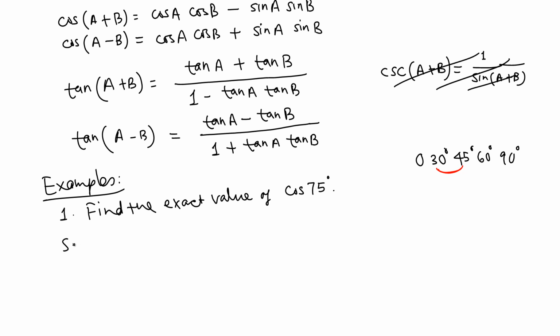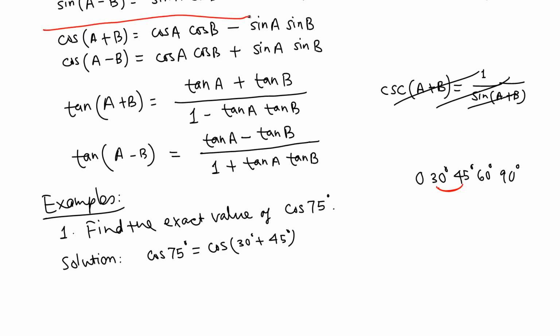So we can write the solution. Cosine 75 is the same as cosine of 30 plus 45, or you can write 45 plus 30, same thing. Now go back and look at the formula for cosine of A plus B. So we'll use this formula. A is like 30 and B is like 45.